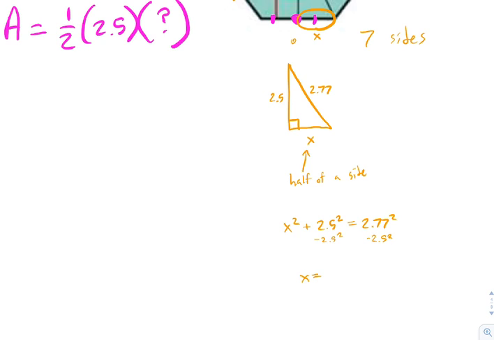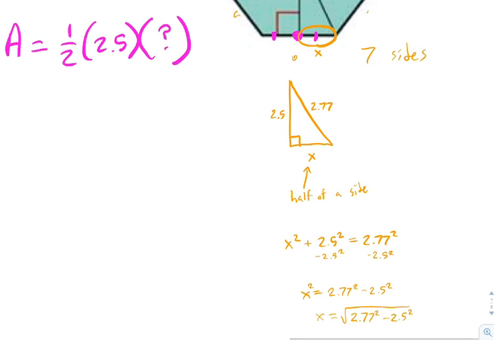I get x squared equals 2.77 squared minus 2.5 squared, or x is whatever the square root of that is. So 2.77 squared minus 2.5 squared comes out to be 1 point something. Now, I have 1/2 of a side going back up here in green. So I've got this x value, this 1/2 of a side.